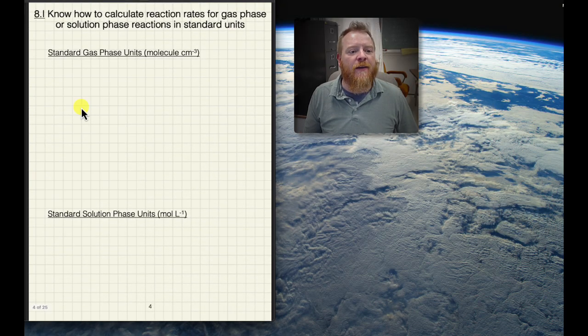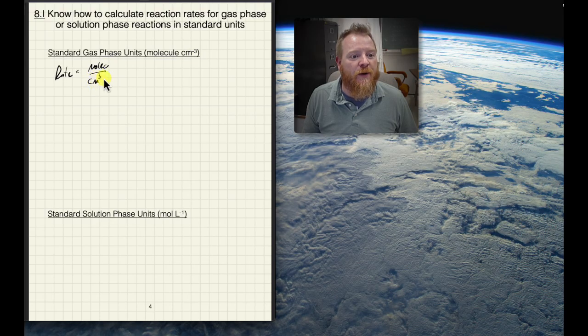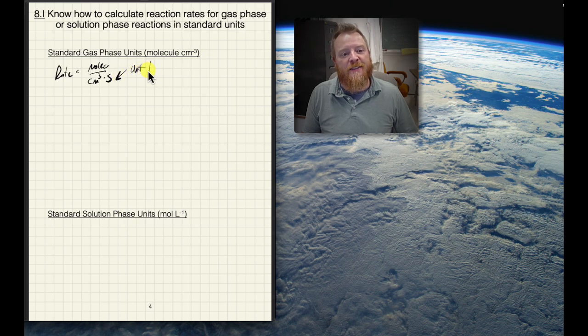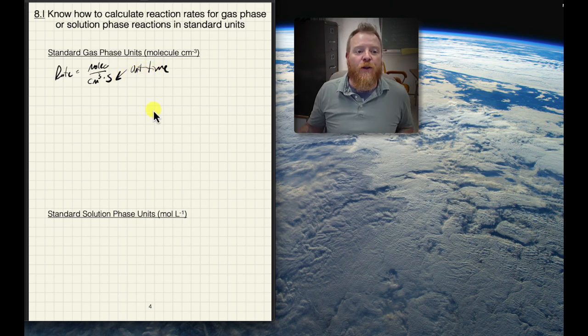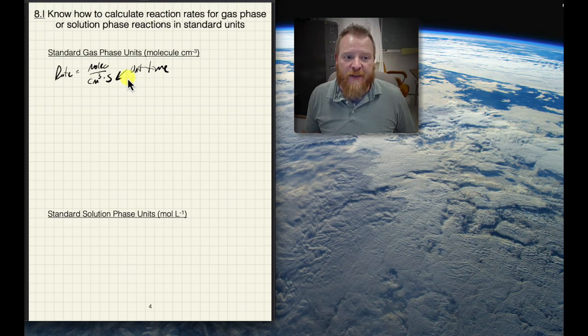So in gas phase reactions, the standard unit for concentration is molecule per cubic centimeter. Thus, the standard rate unit is going to be molecule per cubic centimeter per unit time. I'll write seconds there for now, molecule per cubic centimeter per second, but it doesn't have to be per second. The only thing that's standard is the molecule per cubic centimeter. And as we'll see later on, as we keep going down this material, the molecule per cubic centimeter is very convenient for gas phase reactions.